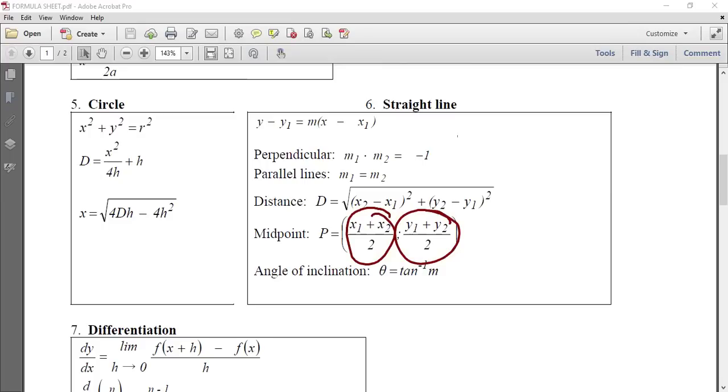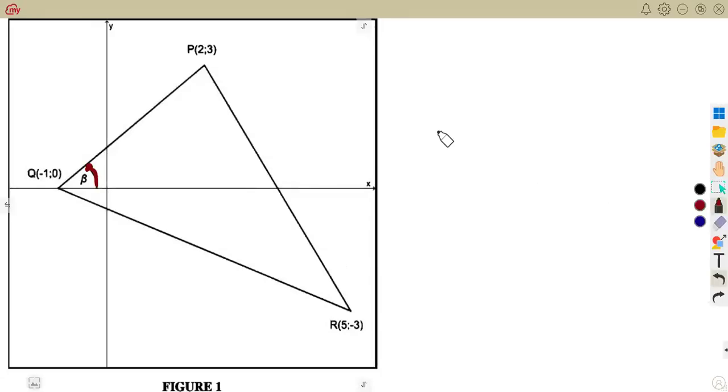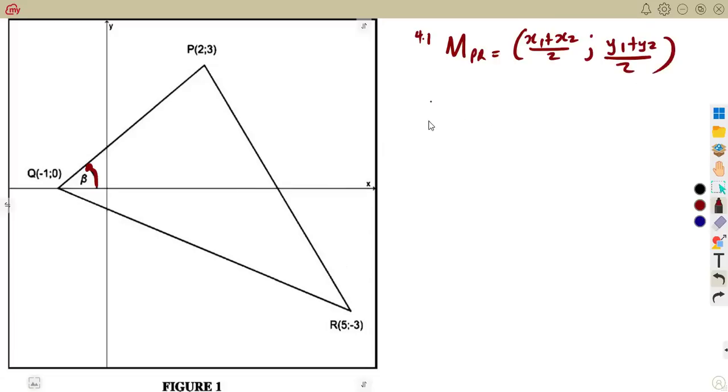You add the x values together, divide by 2. So we need the midpoint of what? Midpoint of PR, right? So that's 4.1. So the midpoint of line PR is just going to be x1 plus x2, just add the x parts, guys, over 2, then the y parts over 2, just like that. So this is PR. So this is xy, guys. Remember your point xy. So x1, y1, x2, y2. So just add 2 and 5. 2 plus 5 over 2.